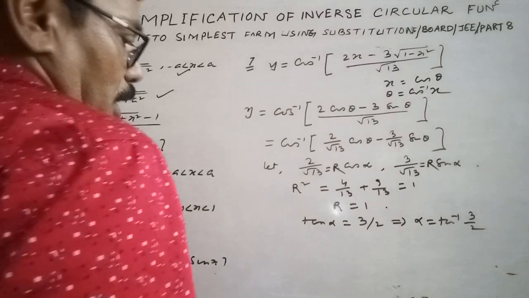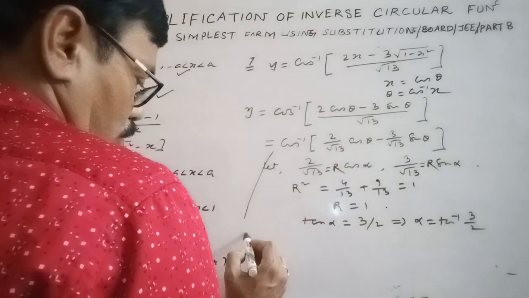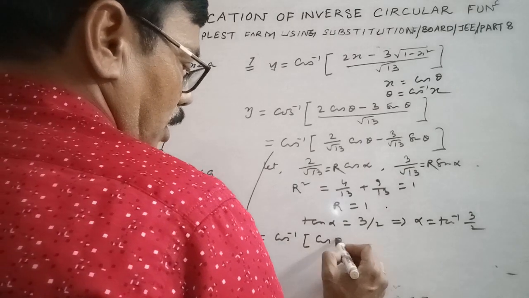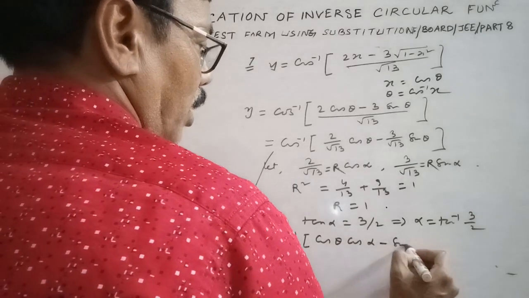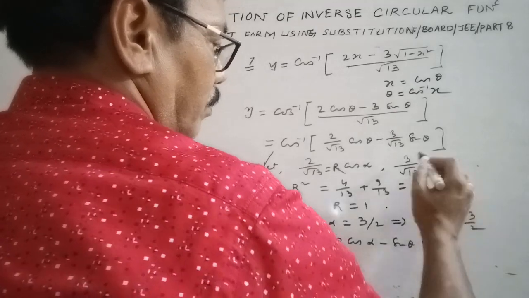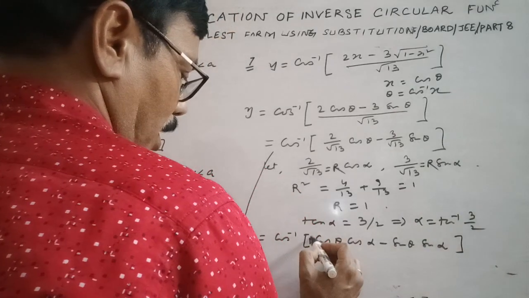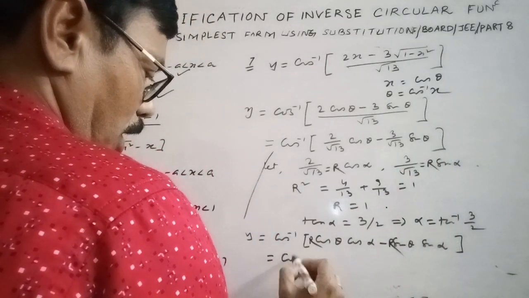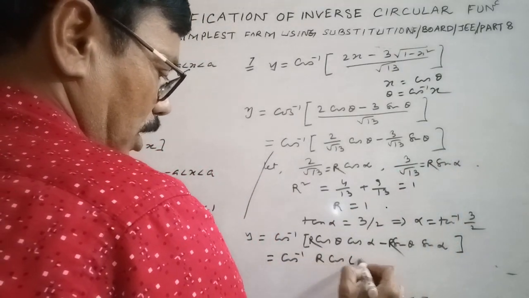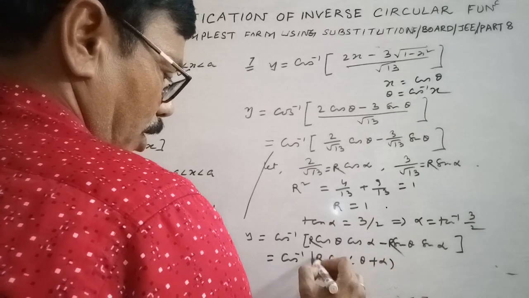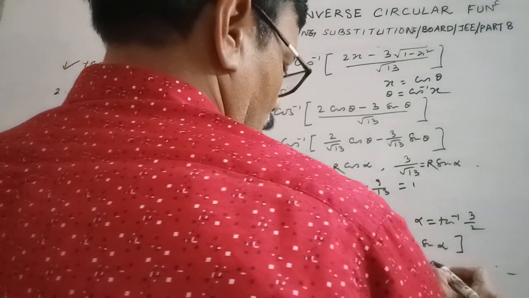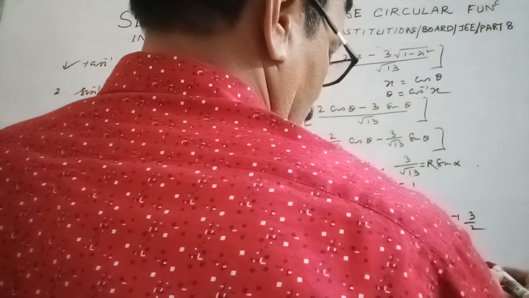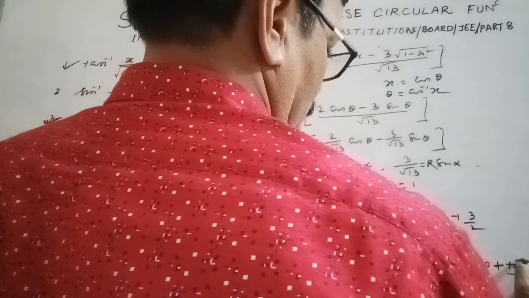Now, next step: y equals cos inverse of r times cos theta cos alpha minus sin theta sin alpha, where this is also r. So cos inverse r cos of theta plus alpha. So put the value of r: cos inverse cos of theta plus tan inverse 3 by 2.